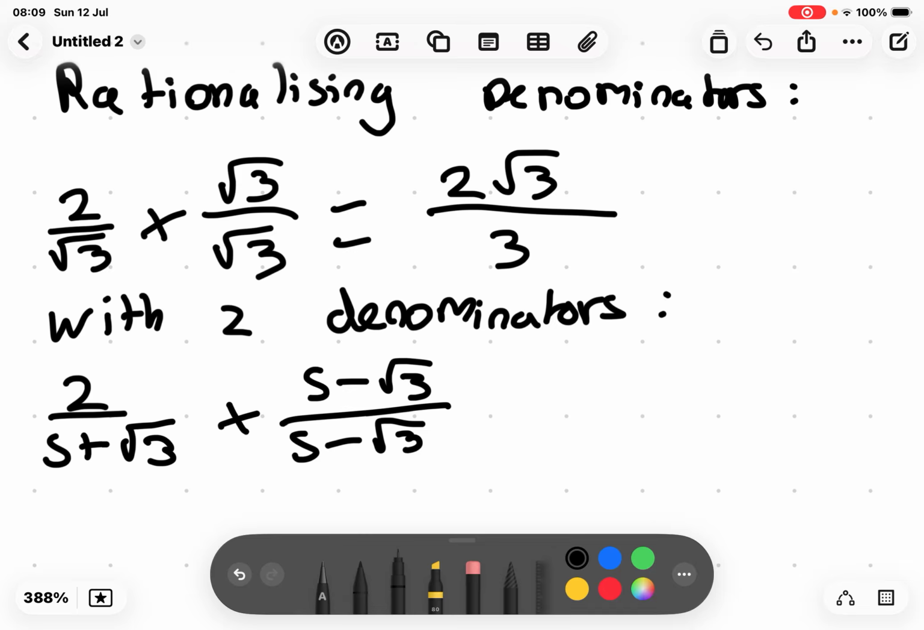Let me check that. Yeah, that's a great question. You only change the sign between the two terms. You don't change the sign in front of the 5. For example, if you have 2 over minus 5 plus root 3, you multiply by minus 5 minus root 3. The minus 5 stays minus 5. You just flip the sign between the terms.